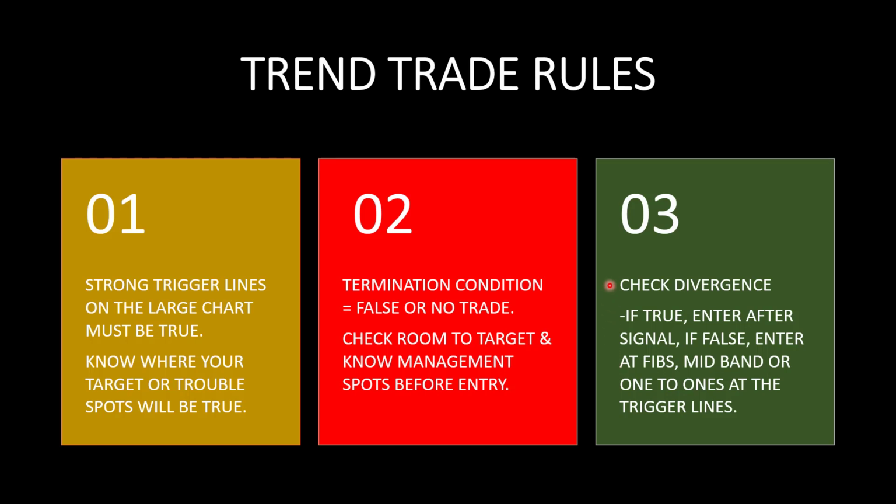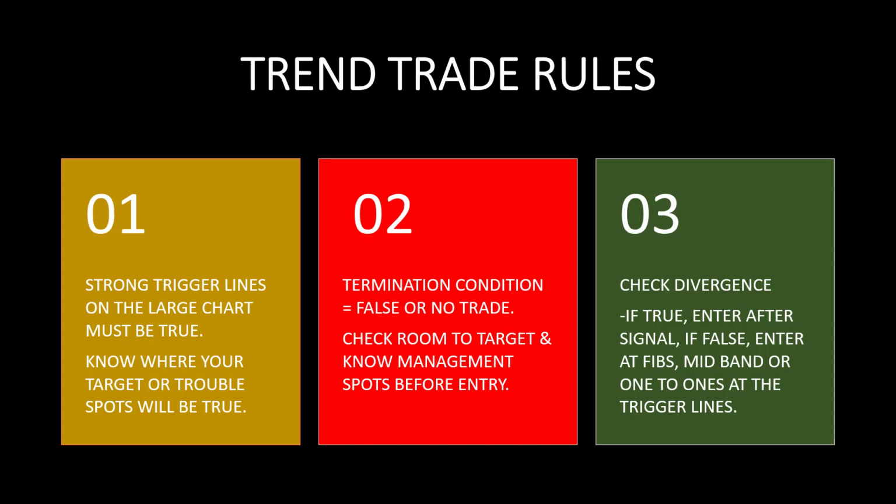Entry will be taken immediately at support or resistance when no divergence is present on the small chart. A signal for entry must be used when divergence is present prior to entry. In the upcoming slides we will show you the very slight difference between the two entries.